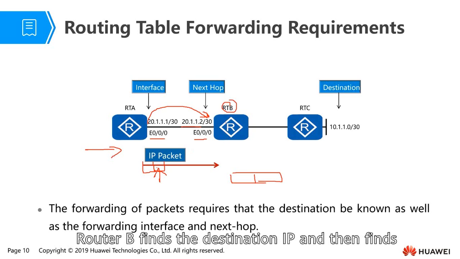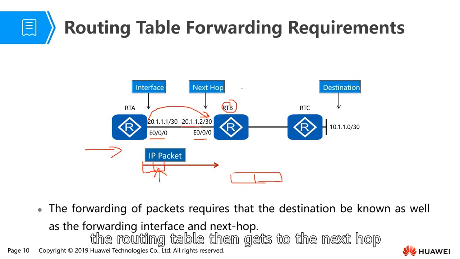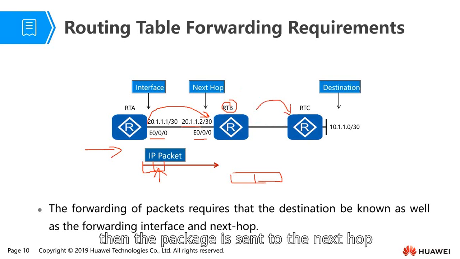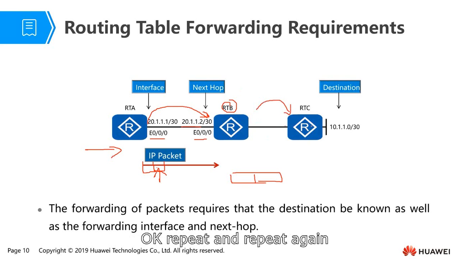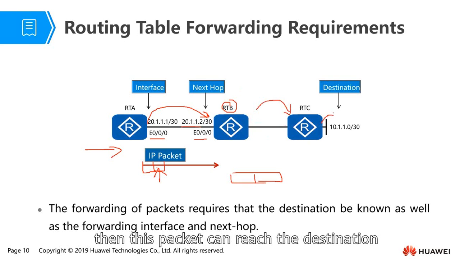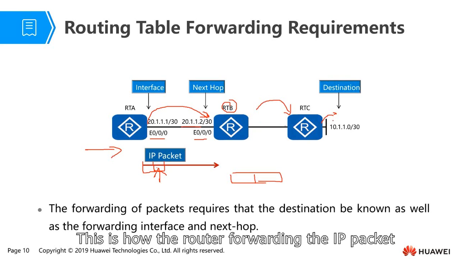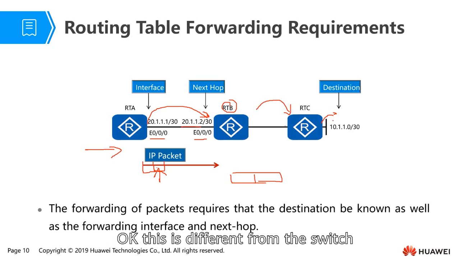In router B, the same thing happens. Router B finds the destination IP, looks up the routing table, gets the next hop, and sends this packet to the next hop. Repeat and repeat again, and then this packet can reach the destination. This is how a router forwards the IP packet. This is different from the switch. The switch is based on MAC address, the layer 2 information. The router is based on IP address, the layer 3 information.